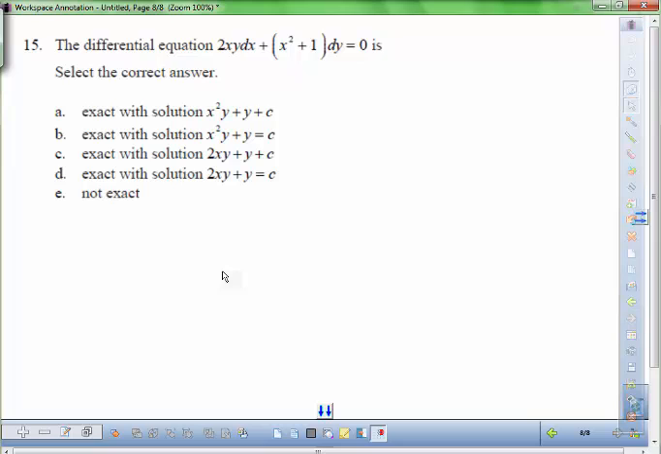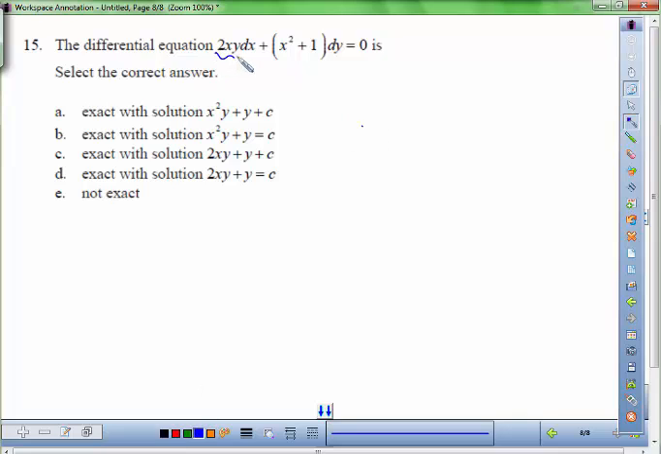So let's check. One of the options is it may be that this is not exact. So maybe we should check if this is not exact first before we go through the process of trying to solve for this as if it was an exact equation, because if it's not exact, then we're just spinning our wheels.